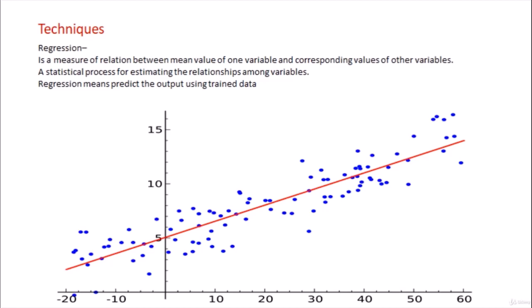So suppose there are two variables, a dependent and an independent variable, in the x and y axis.